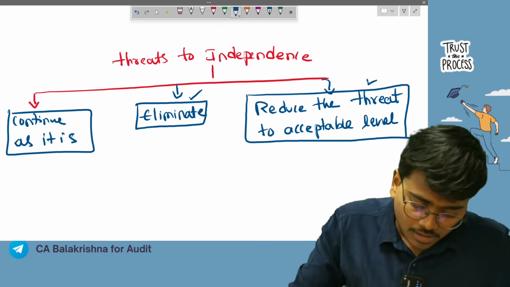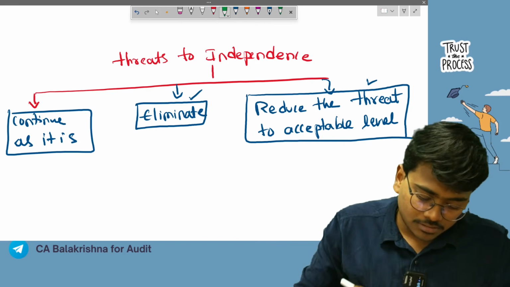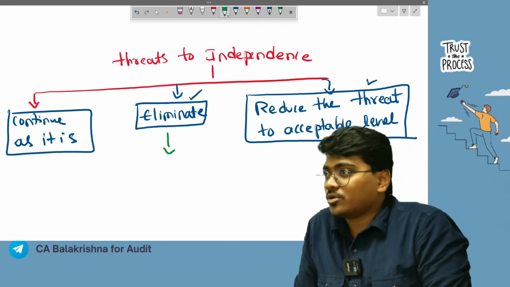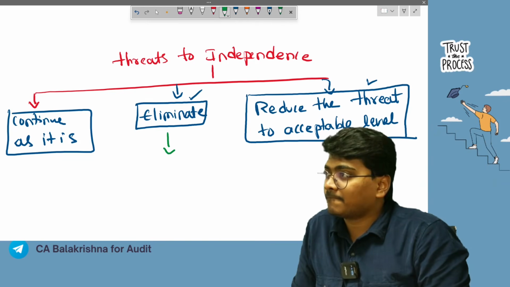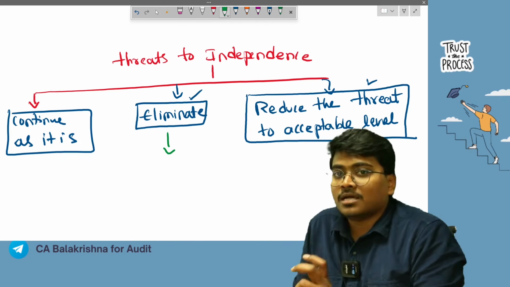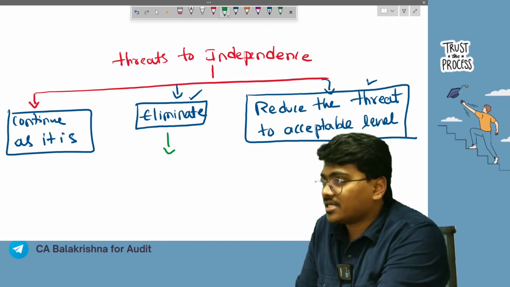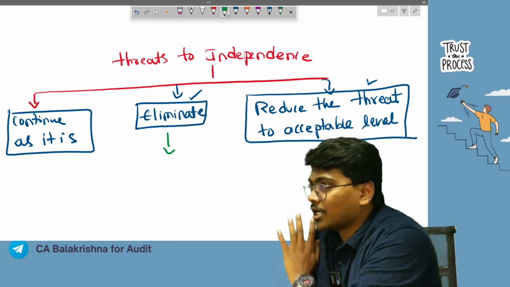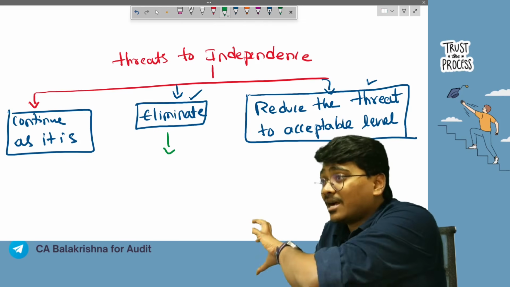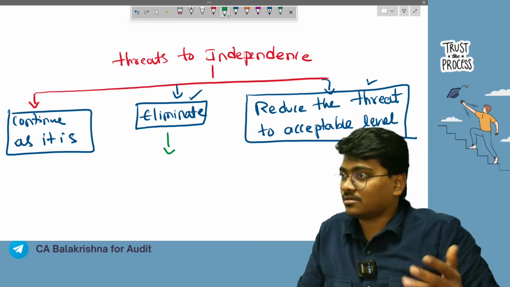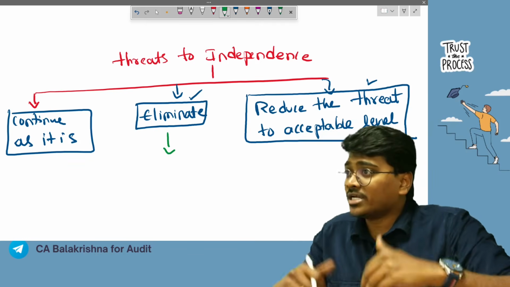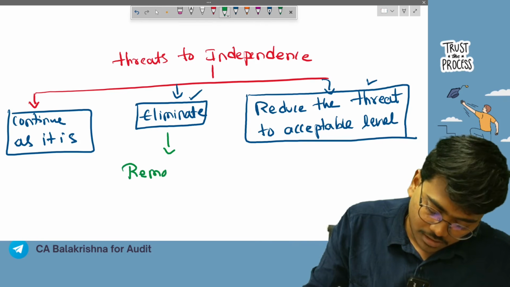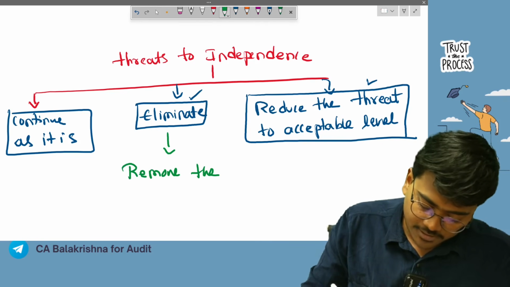So for elimination, what kind of action can you do? Let's say, for example, there is a self-interest threat wherein you have invested in shares of the company. Now you sell the shares, that completely removes the situation, right? So the action to eliminate the threat is to completely remove the situation.